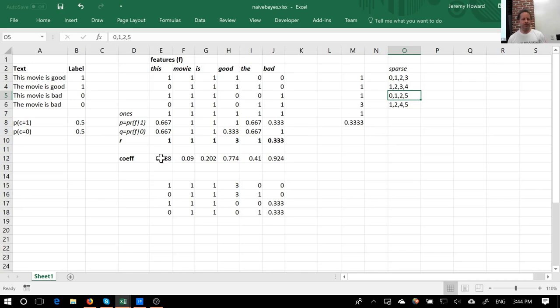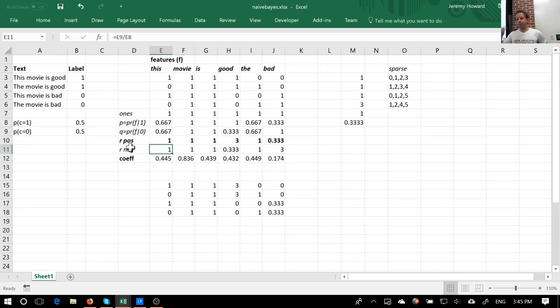In this case, I only have one coefficient per feature. But actually, the way I did this was to have one coefficient per feature for each class. So in this case, it's both positive and negative. So I actually had an R positive and an R negative. R negative would be just the opposite, equals that divided by that. Now, in the binary case, obviously, it's redundant to have both.